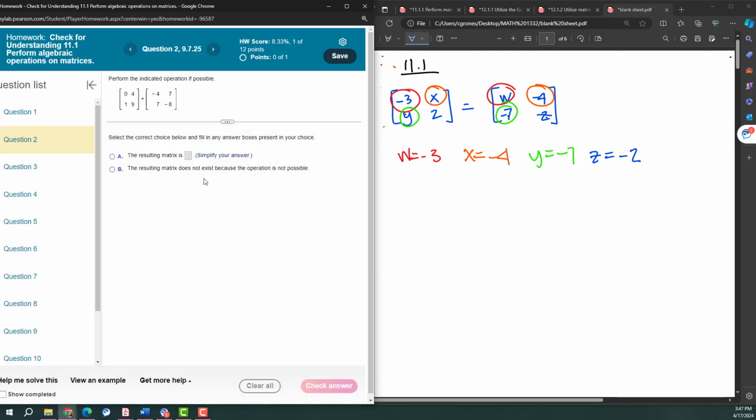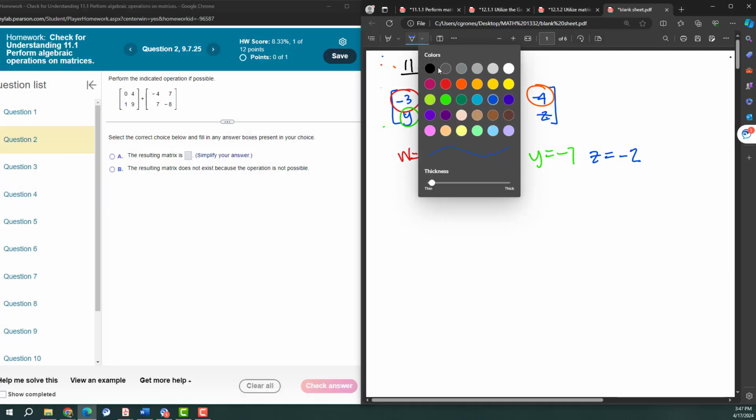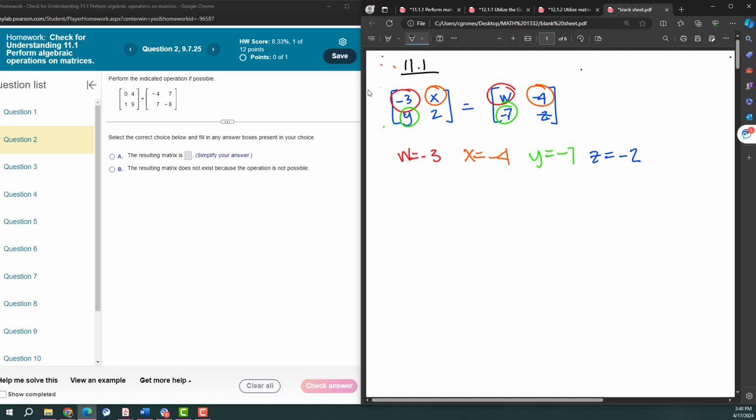Alright, I'm also going to go over number 2. This is number 2, and it says to perform the indicated operation if possible. So we have 2 matrices and we are going to add them together. Remember, whenever we add them, they have to be the same dimension. So I've got 0, 4, 1, 9, and then -4, 7, 7, -8. And we are going to add these.